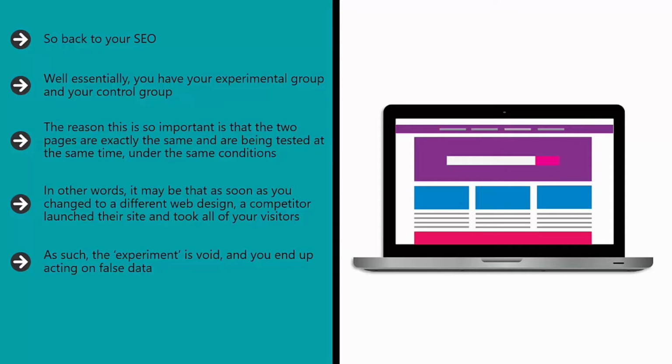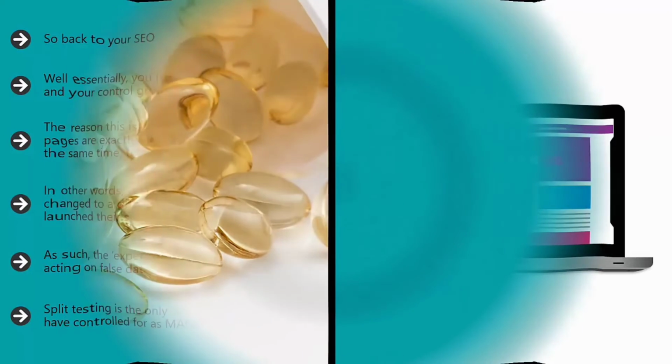Likewise, if you were to simply adopt some changes in your next article, you couldn't know for certain that any boost or drop in performance wasn't simply due to the content of that article being better or worse. Split testing is the only way to be certain that you have controlled for as many variables as possible.